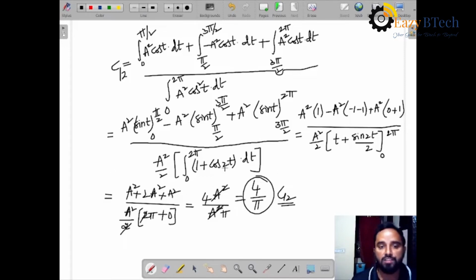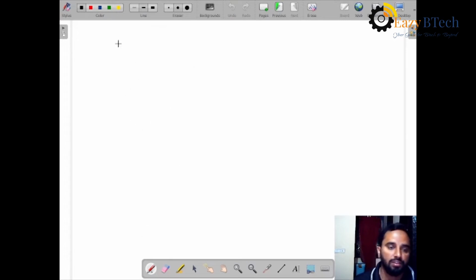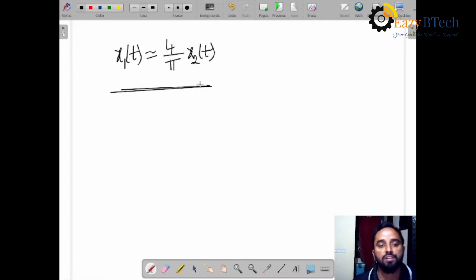Now the final answer we are going to write. What is the final answer? x1 of t is approximately equal to C12. C12 value, how much we got? 4 by pi x2 of t. So this is the way of approximating x1 in terms of x2. I think it is clear. Go to the next problem.